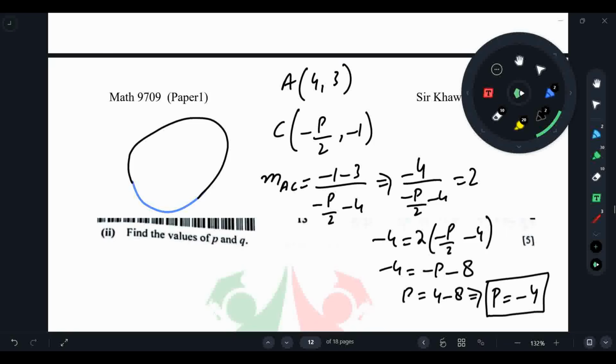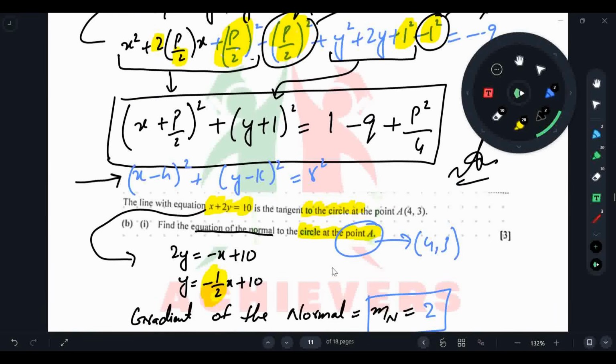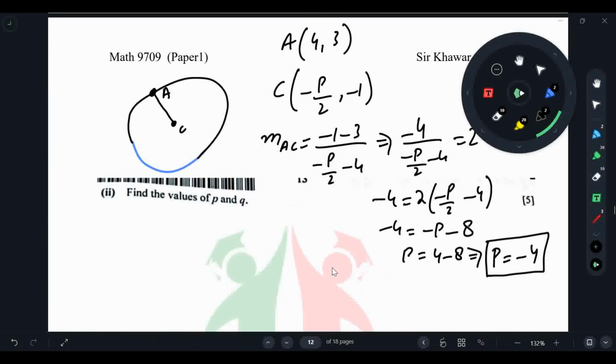Now let's find out the value of q. How can we find out the value of q? For this one, what we have to do is, we know that this one is the center point and this one is the line. Now from the center till point A, this one is called the radius, and from the equation we know that the radius squared is equals to 1 minus q plus p²/4. Now if we find out the distance between AC, we can say that the distance of AC should be equals to r.